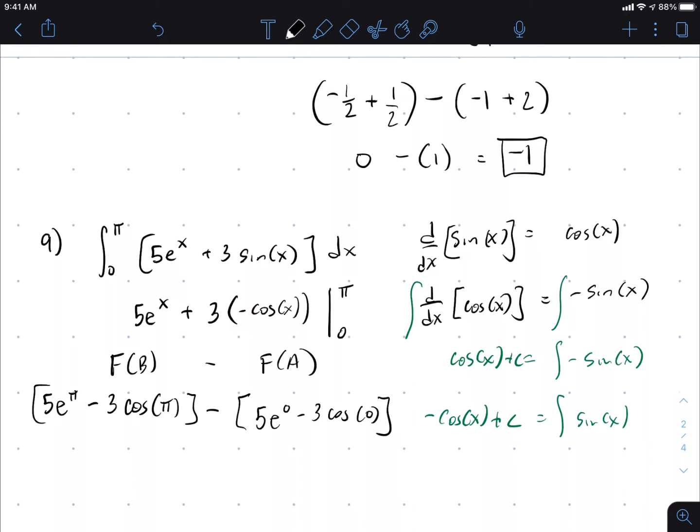F of b minus f of a, right? The b minus a, and in fact, to have proper notation, these are lowercase values. Sorry, being a bit anal. Okay, so what is cosine of pi?